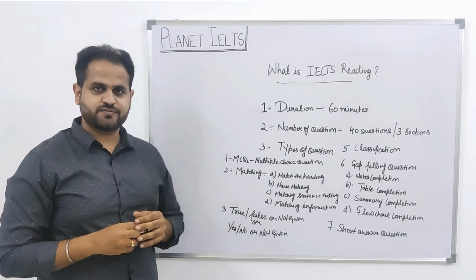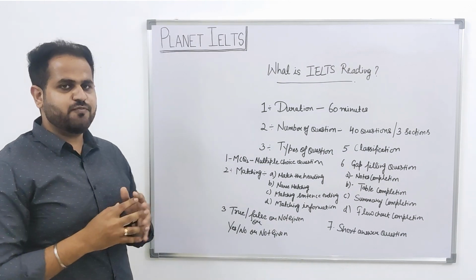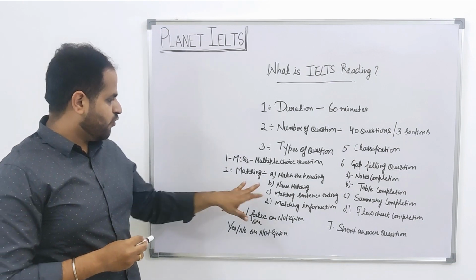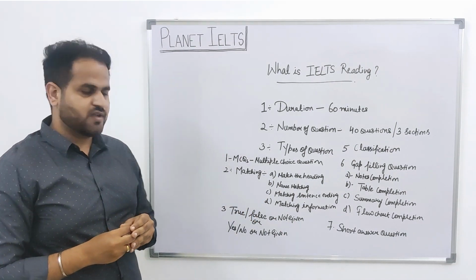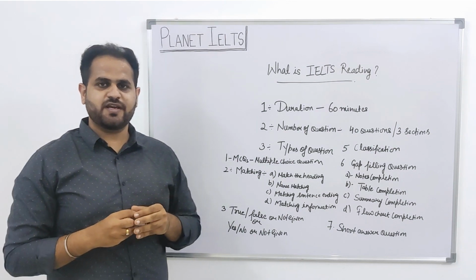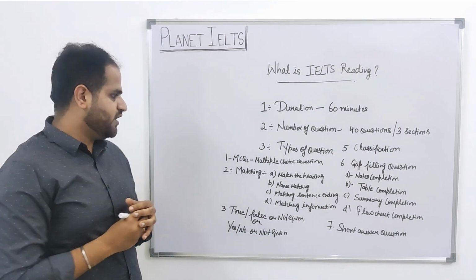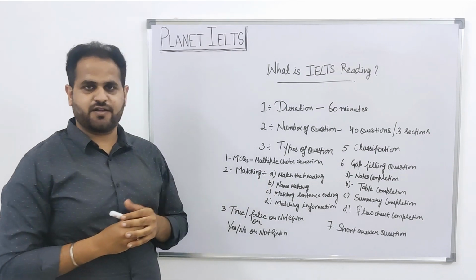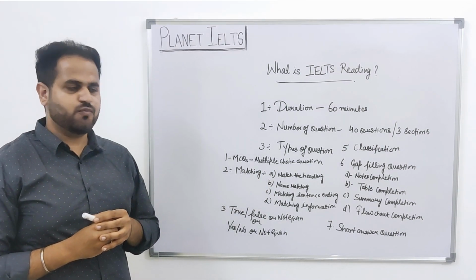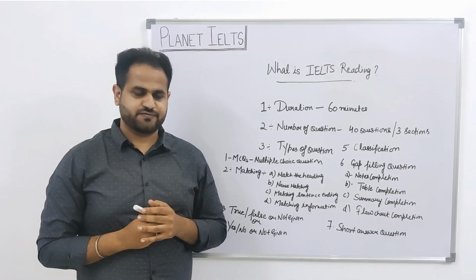Next, matching. Matching is a very important type of question in IELTS reading. There are 4 kinds of matching. Number 1, match the heading. In this, you will be given some headings and you need to match the heading with the paragraph. You need to read the paragraph and find which heading is the most suitable for that paragraph.